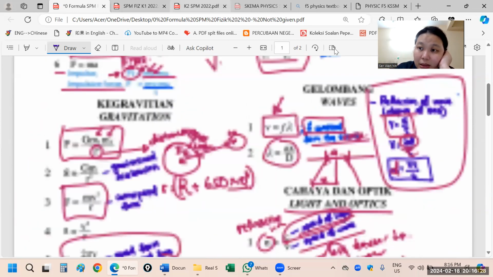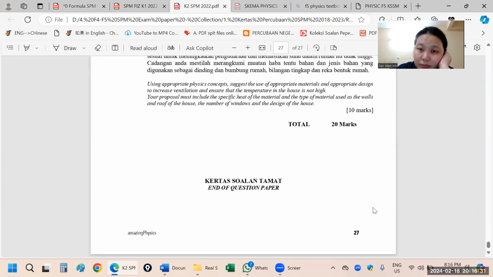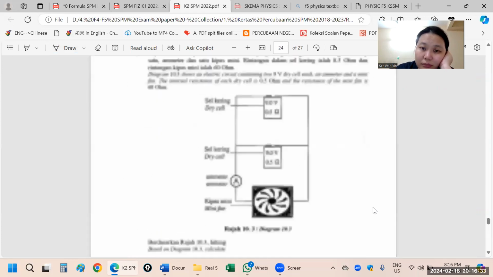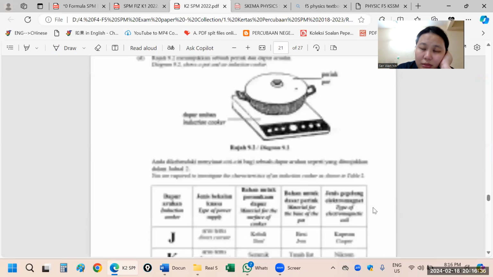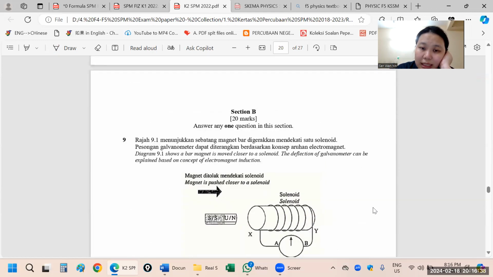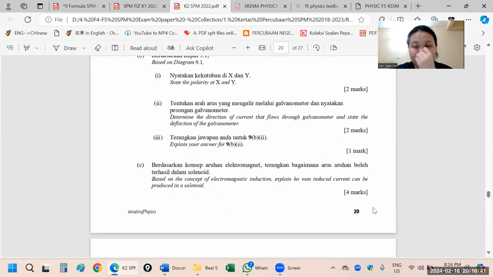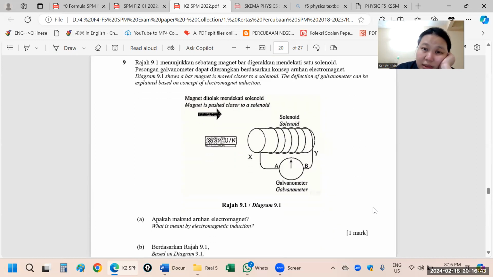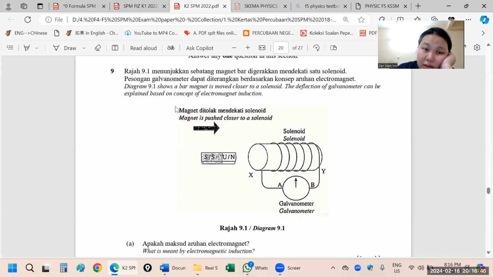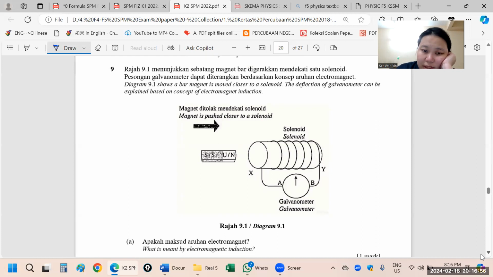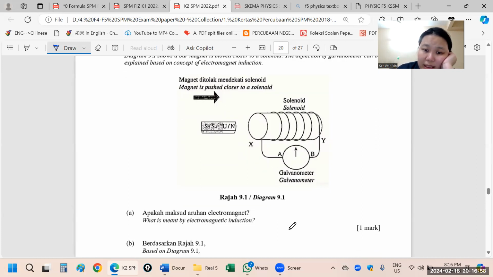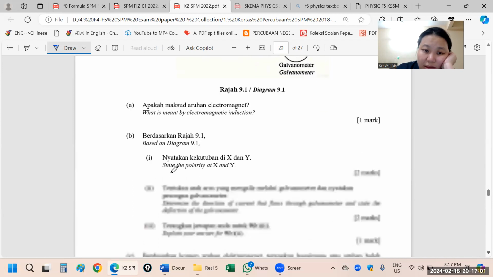Okay, let's see this one. Actually not hard. Diagram 9.1 shows a bar magnet is moved closer to the solenoid. The deflection of the galvanometer can be explained. Now, what is meant by electromagnetic induction? If you don't know, never mind. State the polarity at X and Y.